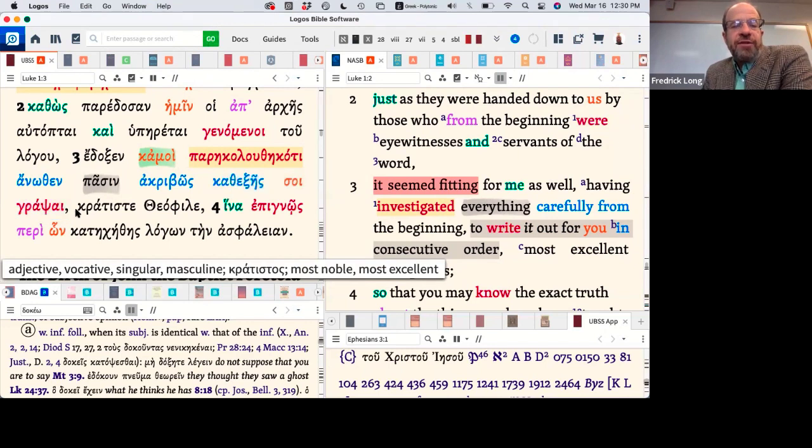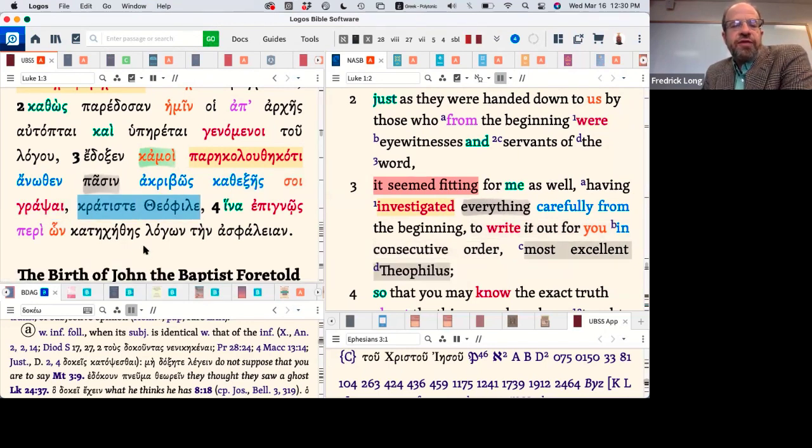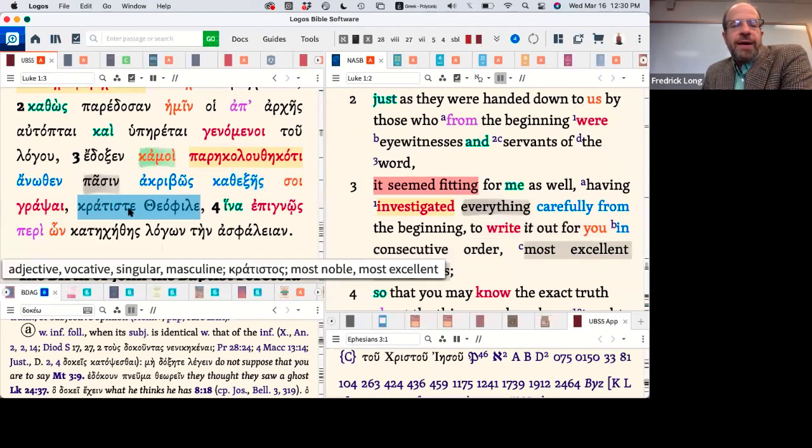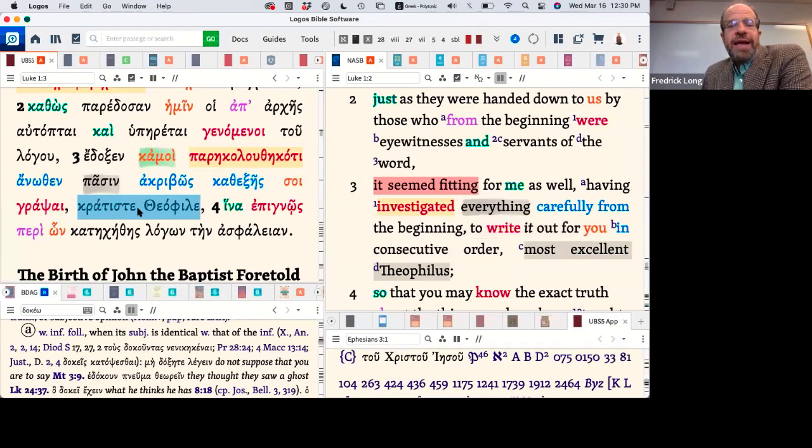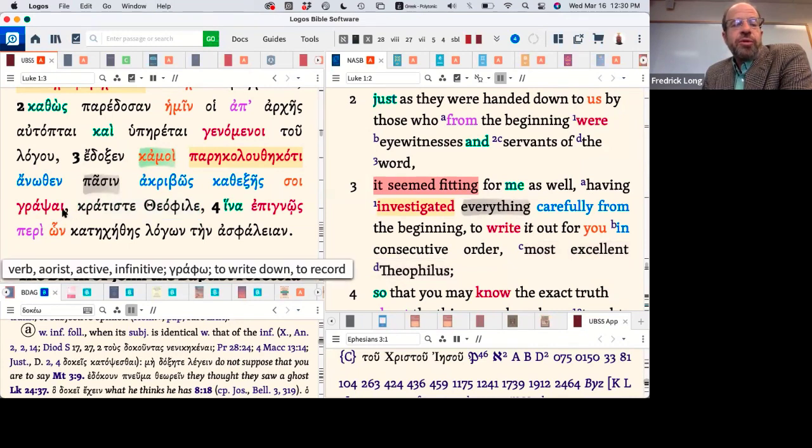All right. And then we have a vocative: kratiste theophile. Vocatives, typically when we learn them, we may not memorize the endings because they're often easily recognizable, since they're set off by commas. That's what we have here. And this is a superlative form of an adjective.